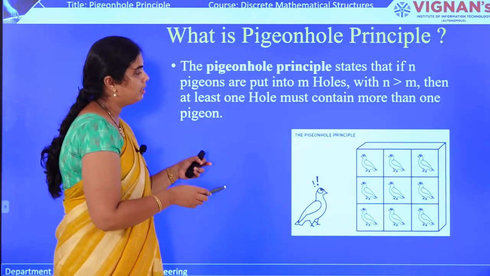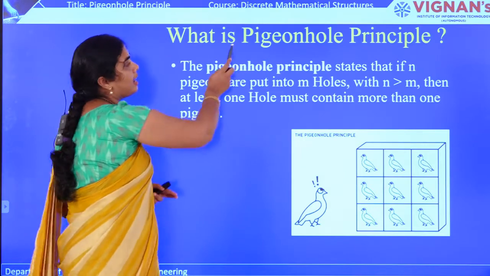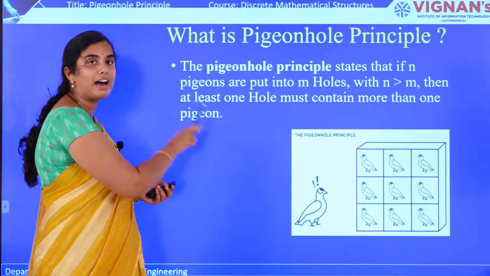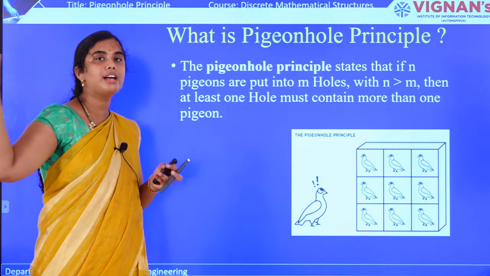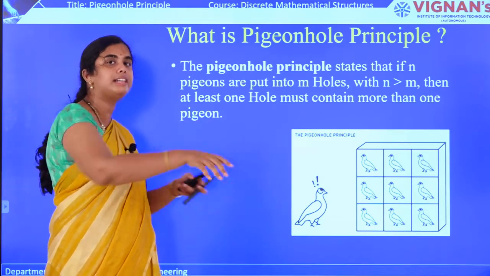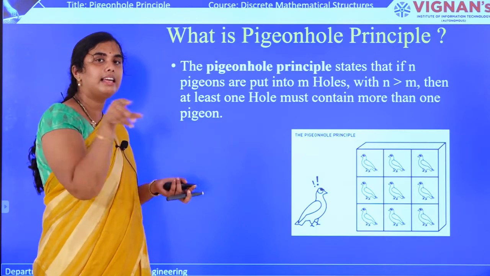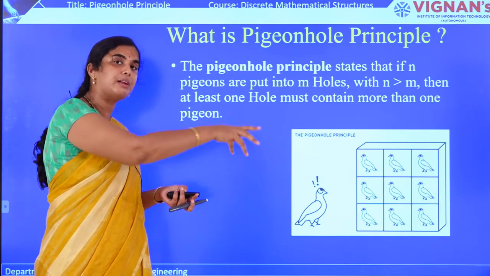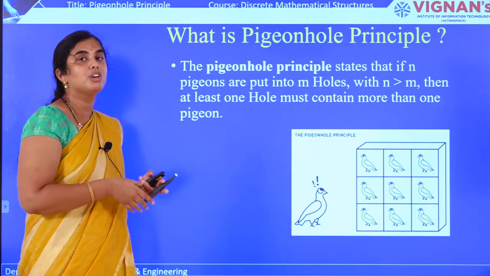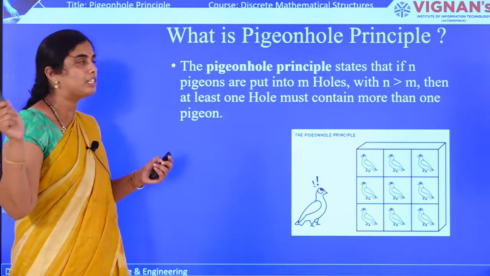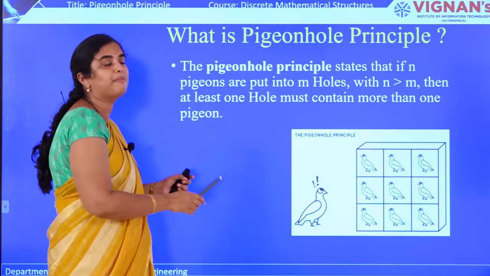See, this concept arises in the case of arrangement. Suppose we are given only 5 boxes and we are asked to put 10 chocolates in those 5 boxes. Then at least one box will get more than one chocolate. So in that case, how to distribute? In order to solve such problems, this pigeonhole principle has arisen.